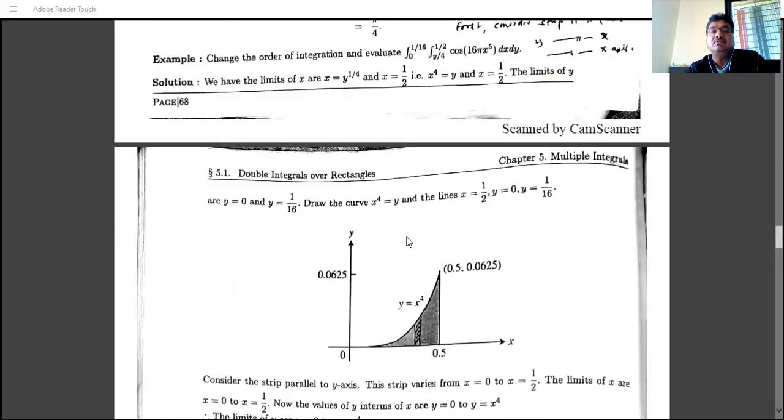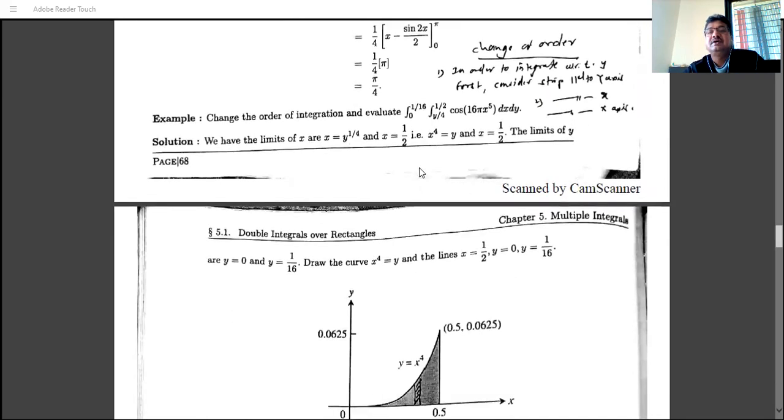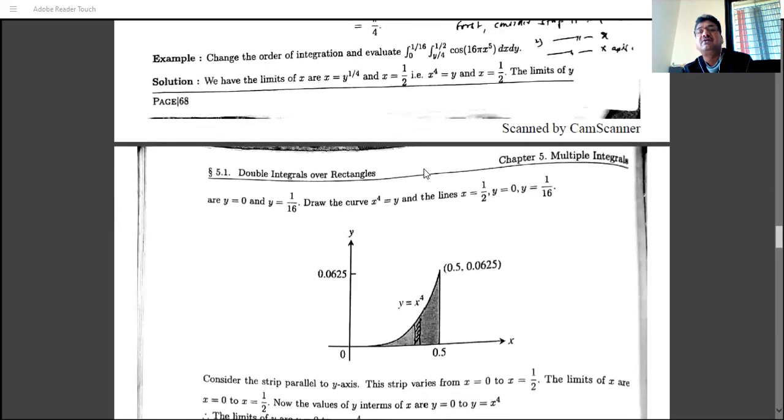So here the question is: change the order of integration and solve. If the question is only to evaluate, this part is not in the question. Suppose the question is only to evaluate this integration. Then also we have to change the order, because the integration of cos of 16 pi x raised to 5 with respect to x becomes complicated. So in order to solve the integration, it is necessary to change the order of integration.